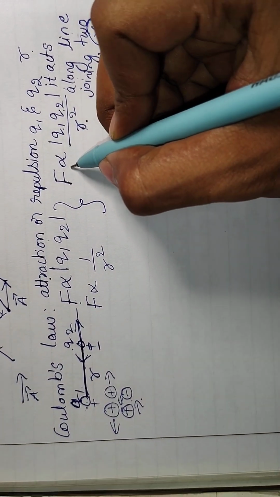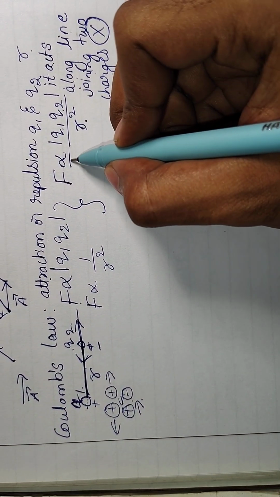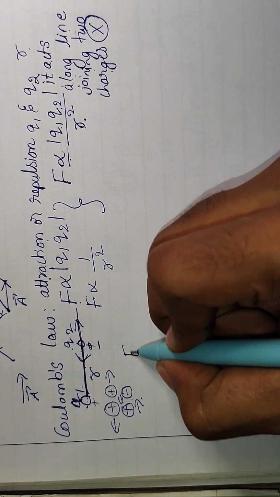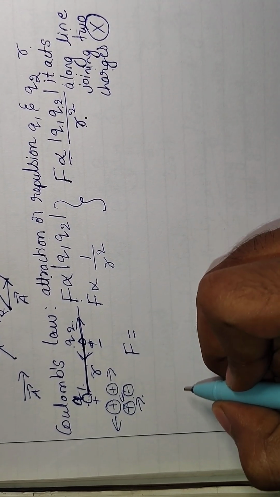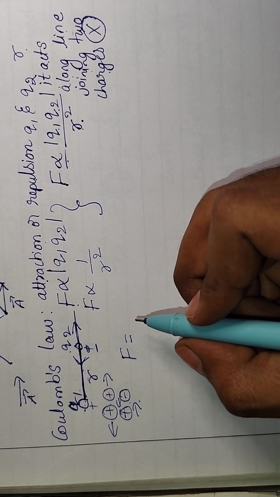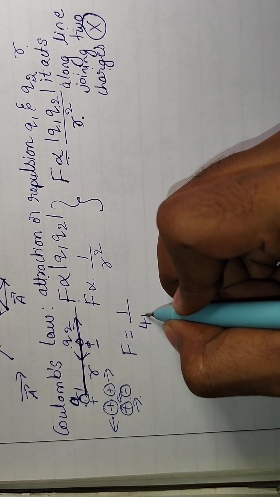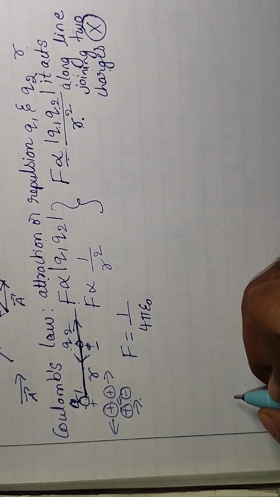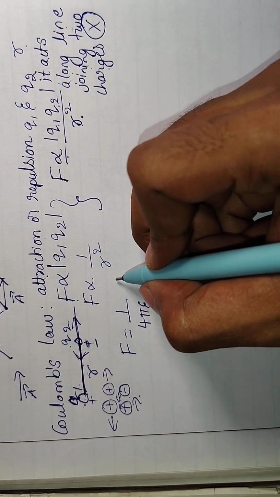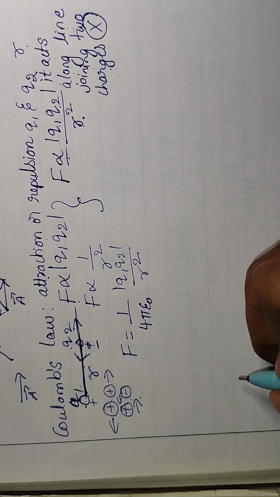Now you have introduced one proportionality symbol, right? So now we need to remove this proportionality symbol. Whenever you remove the proportionality symbol, you have to add one proportionality constant. That proportionality constant here is 1 divided by 4 pi epsilon naught. The remaining part remains the same, q1 q2 divided by r square.